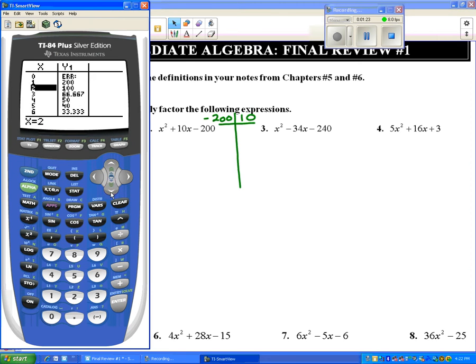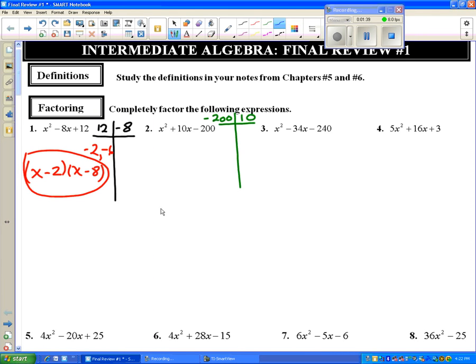So my factors are 1 and 200, 2 and 100, 4 and 50, 5 and 40, 8 and 25, 10 and 20, which would get me 10 if I use subtraction. And then, that's my answer, 10 and 20. So what multiplies to be negative 200 and adds to be 10 is 20 and 10. I want it to be a positive 10 when I add, so the 10 needs to be negative, positive 20. So then I get x plus 20 times x minus 10. And that's my answer.